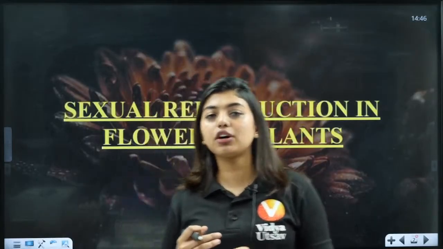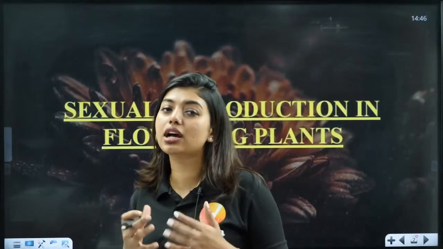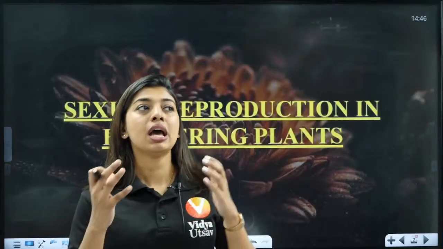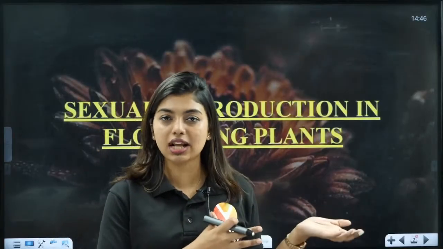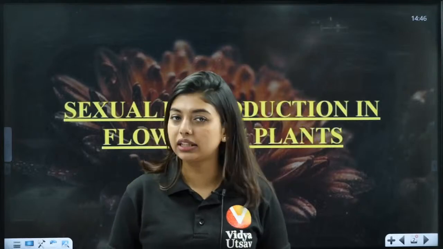So students, today we are going to do part 2 of sexual reproduction in flowering plants. Here we will mainly talk about megasporogenesis, because microsporogenesis I already completed in the last class. So today we will talk about the pistil or carpel, okay?